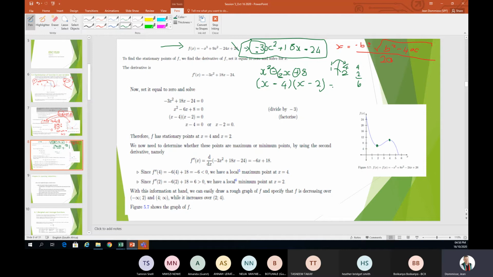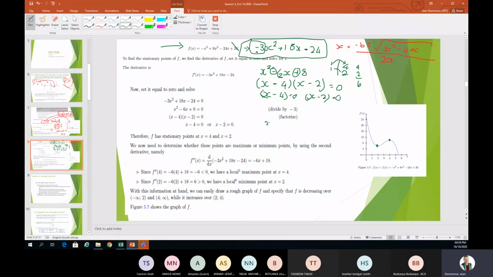And because we want to solve the turning points, it is where it's equal to 0. So then I know that x minus 4 must be equal to 0, or x minus 2 will be equal to 0.